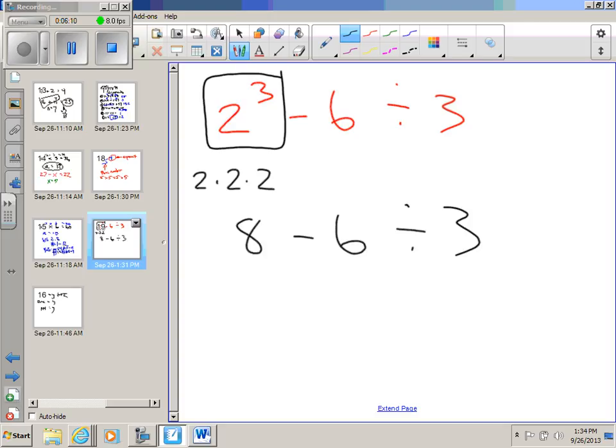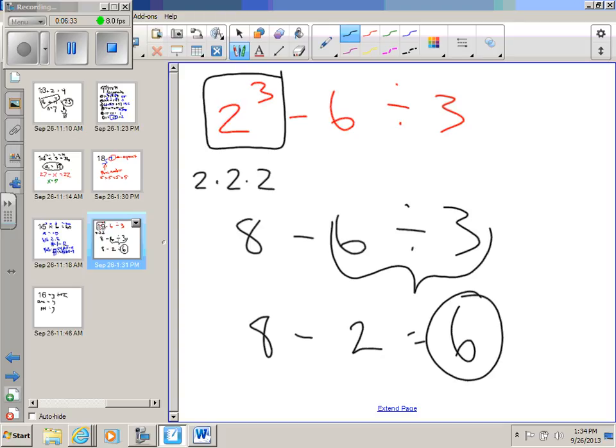The best way to avoid mistakes is to make sure that you rewrite what's left. No more exponents here. Step 3, multiply or divide in order from left to right. Well, there's subtraction. Not yet. I've got to skip over and go to my division. 8 minus what is 6 divided by 3? And will equal 6. Okay? I'll give you one to try.